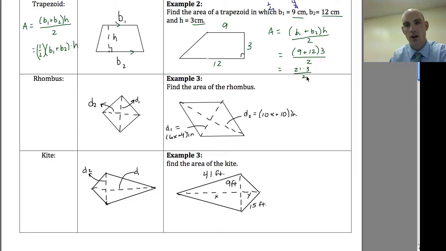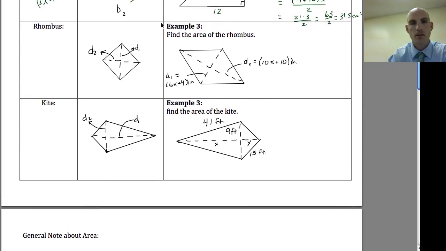21 times 3 over 2 is equal to 63 over 2, gives me 31.5, and that's centimeters squared. That's how it goes. Alright, so when we do this, we've got 31.5 centimeters squared. That was a plug and chug. All we had to do was plug in what we knew and chug it out.